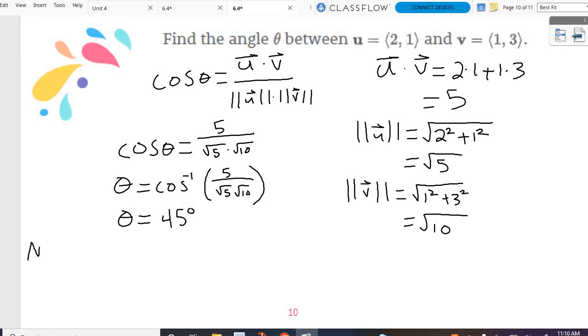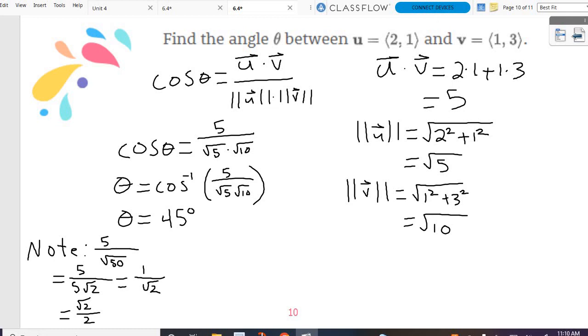Now, something just to note. I wouldn't make you write this out, but just in case you were curious as to why we get an exact number there, notice what is the square root of 5 times the square root of 10? The square root of 50, which is also 5 square roots of 2. And what is 5 divided by 5? 1. 1 divided by the square root of 2 is also just square root of 2 over 2. And cosine equals square root of 2 over 2 at 45. That's why we end up with an exact number this time.